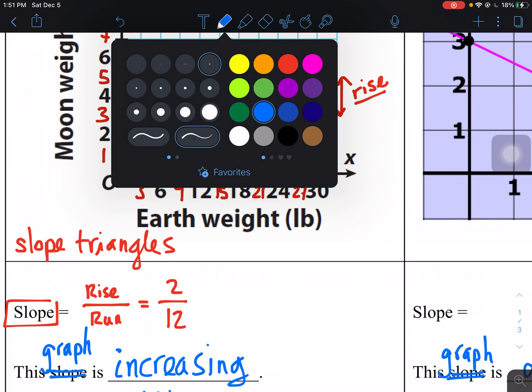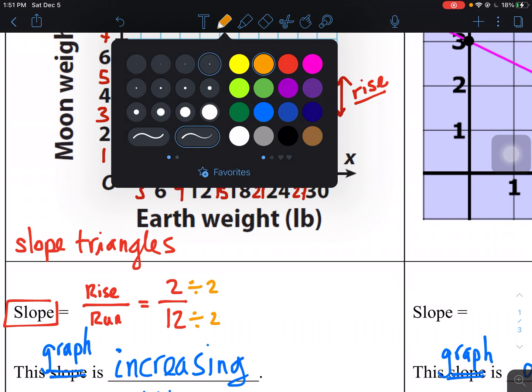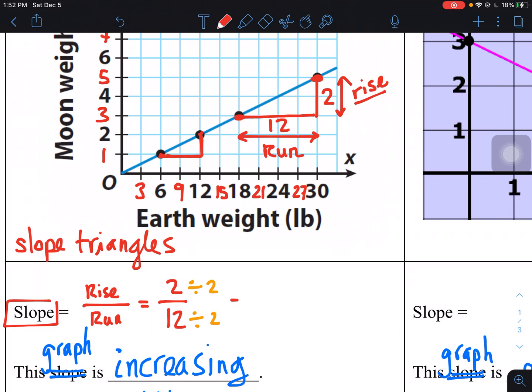But if you remember from last year, this fraction is not completely simplified. We can divide the top and bottom by the same number, 2. So let's see, 2 divided by 2 is 1. 12 divided by 2 is 6. Our slope is 1/6.